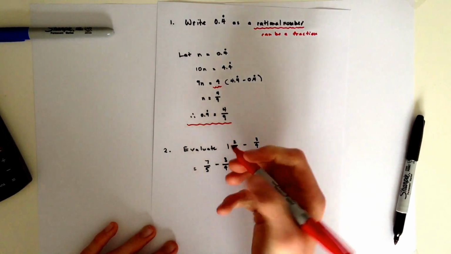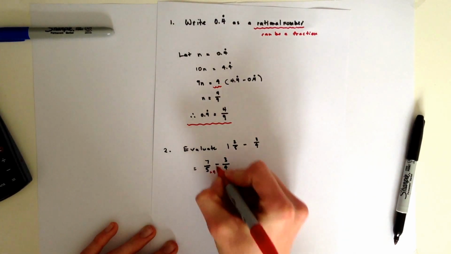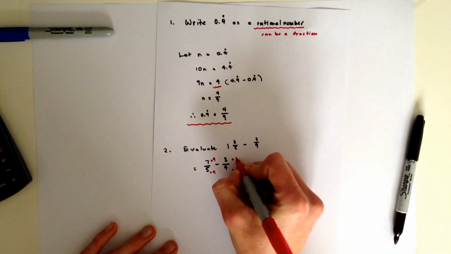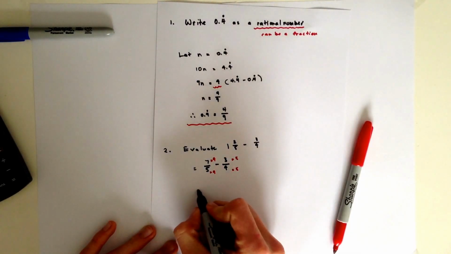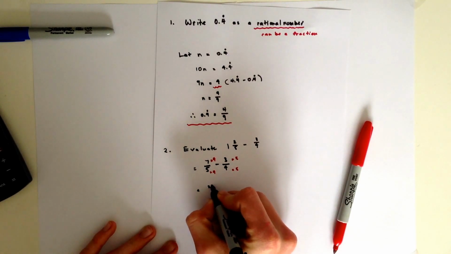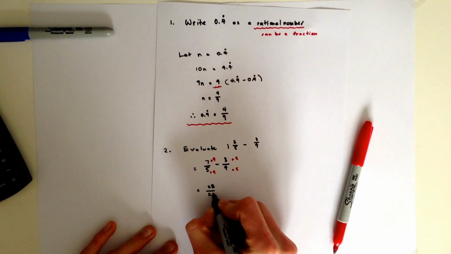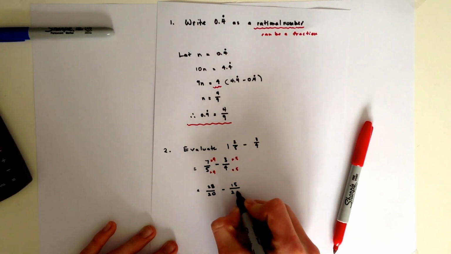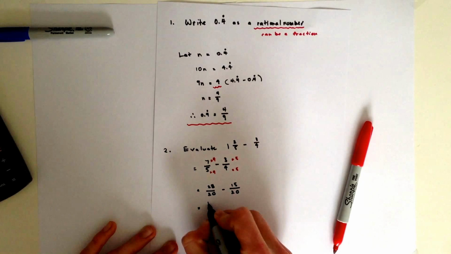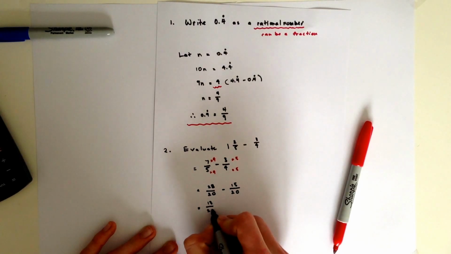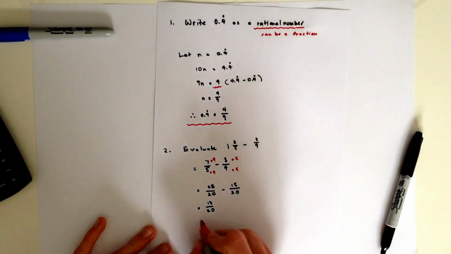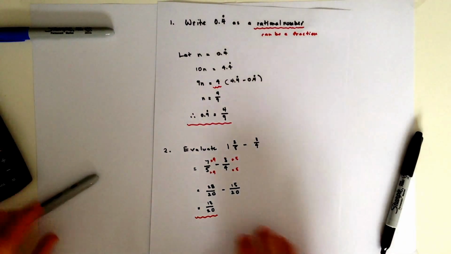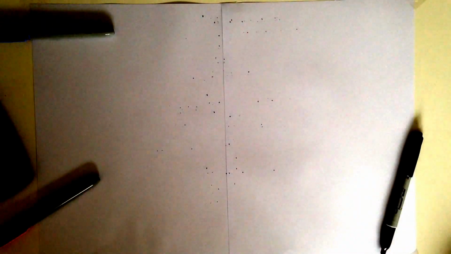Now I'm going to multiply this side by 4 and this by 5, and I end up getting 28 on 20 minus 15 on 20, which gives me 13 on 20. And that's the answer. So that's pretty basic as well.